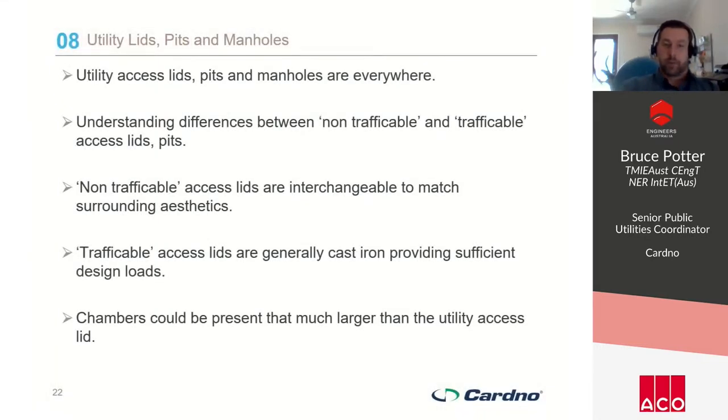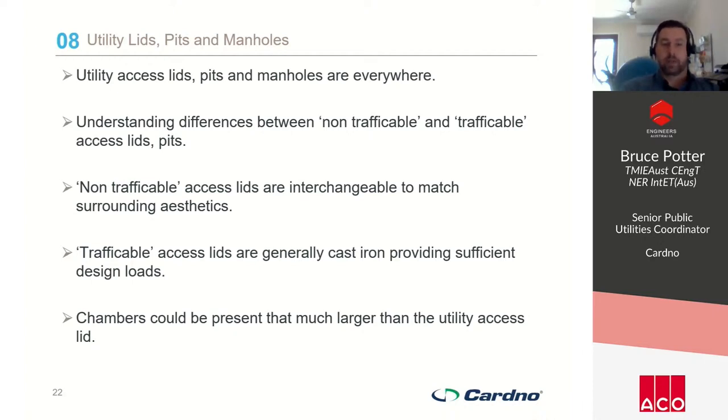So just to sum up this portion here, pits, manholes, cables, and pipes, they're absolutely everywhere. They don't discriminate against projects. They don't discriminate against any boundaries that you put on there. Utilities go from one point to another point. The other consideration here is to understand the differences between non-trafficable and trafficable access lids and pits.